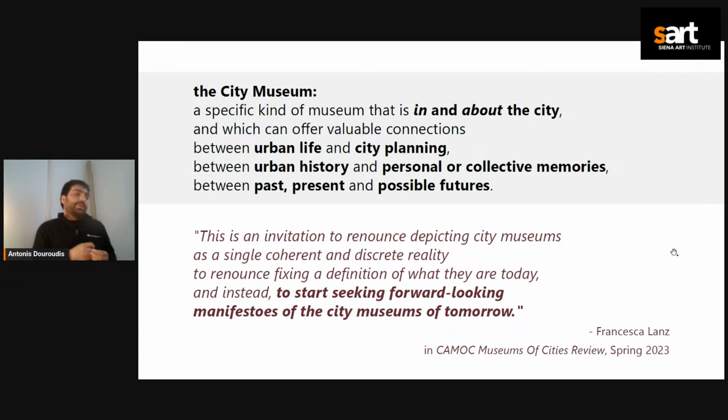And so the goal of the research, we could say, is somehow a response to an invitation from Francesca Lanz to not try to exactly define what the city museum is and was, but to start seeking forward-looking manifestos for what it can be in the future.